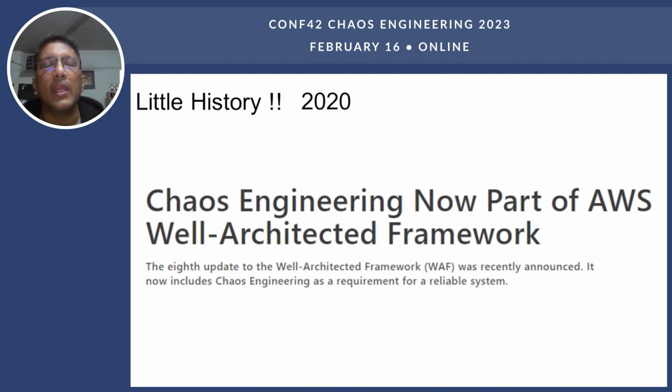And in 2020, just 2 years ago, chaos engineering has become part of the AWS Well-Architected Framework. This WAF, Well-Architected Framework, is currently in its eighth update, and this was recently announced, which has included chaos engineering as the requirement of a stable system. So as you can see, within 10 years of its beginning, AWS has recognized chaos engineering as the requirement of a reliable system.